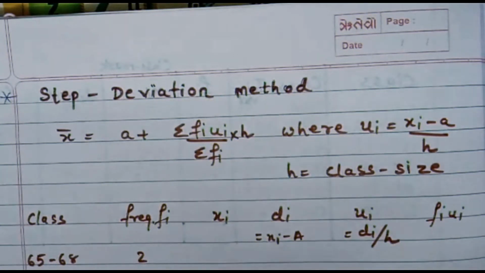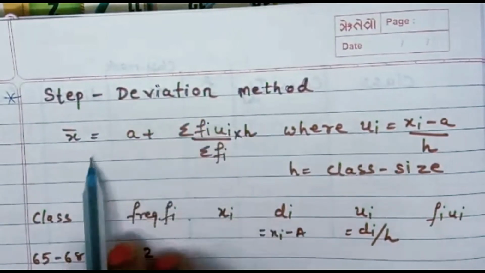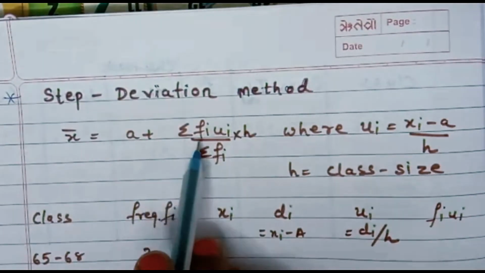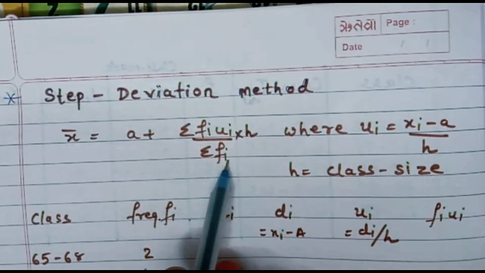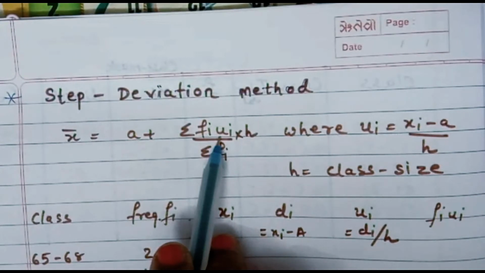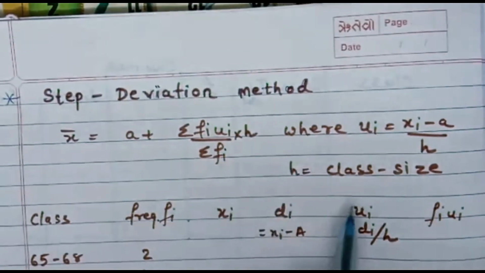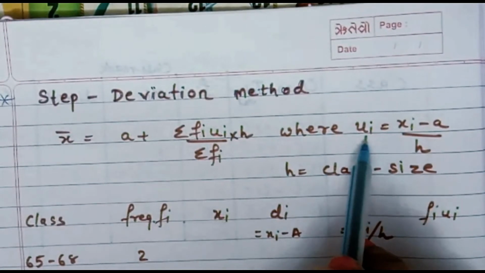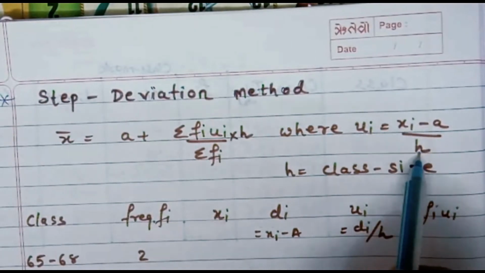So let us learn the last method to find mean, and that is the step deviation method, in which we will find mean by getting a plus sigma fi ui into h divided by sigma fi. You must have seen two things are extra here. First of all, we have ui in place of di. In the assumed mean method, we were having di and we were not having this h, which actually is class size. The question arises, what is this ui? We know di was xi minus a, and ui is just xi minus a divided by h.